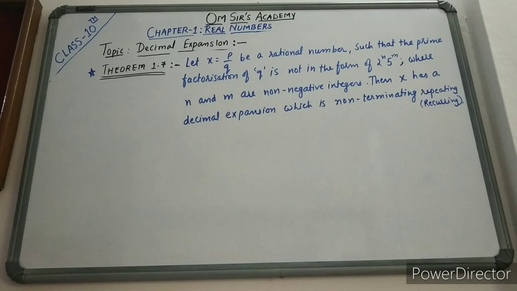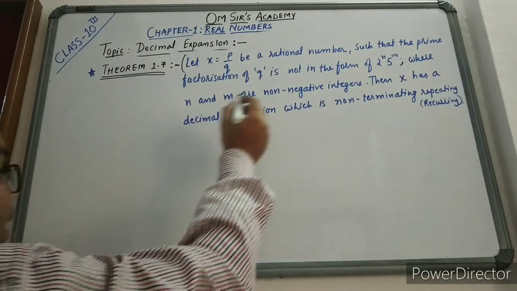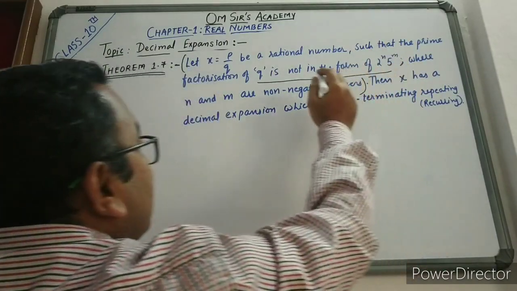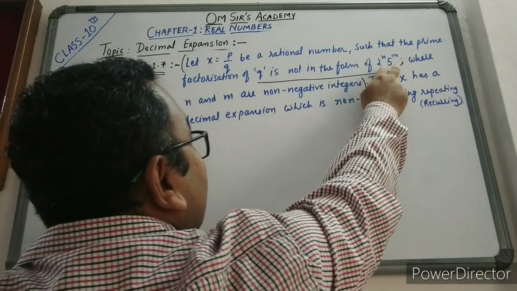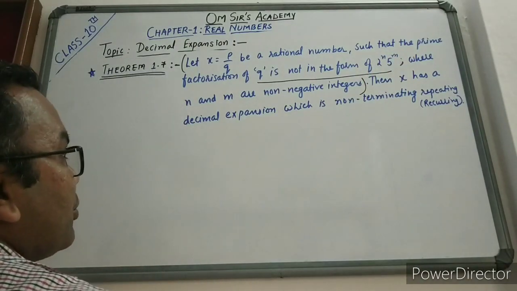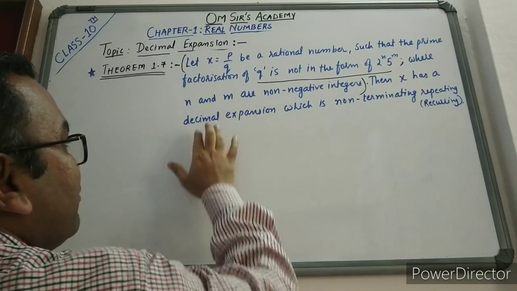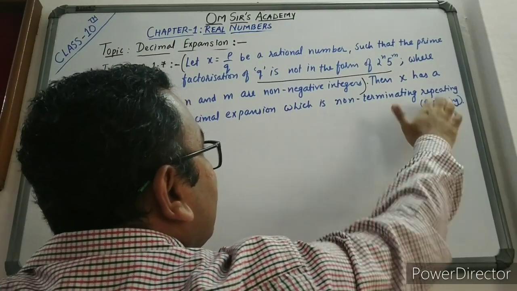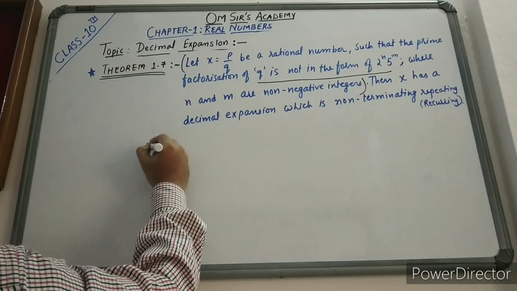So here what is said, friends, is that suppose x is in the p by q form, where q is not in the form of 2 raised to n and 5 raised to m. Remember this. Here q is not in the form of 2 raised to n and 5 raised to m means it will have some other prime factors other than 2 and 5. Where n and m are non-negative integers, then x will have a decimal expansion which is non-terminating and recurring. Is it clear, friends? Let us take an example.